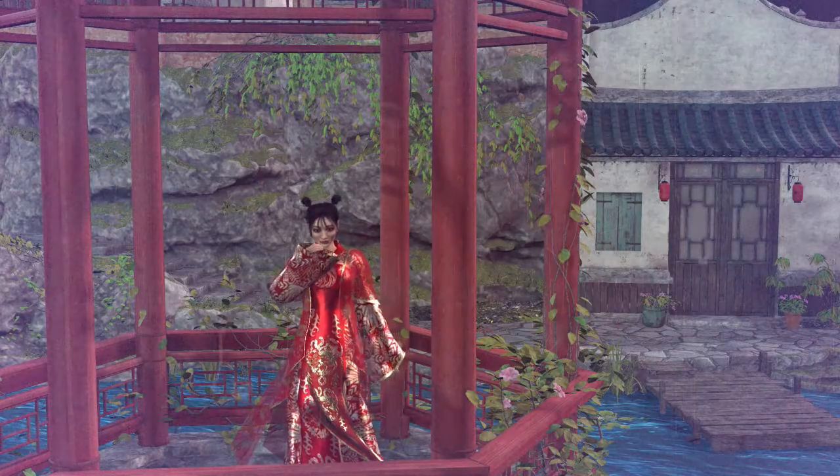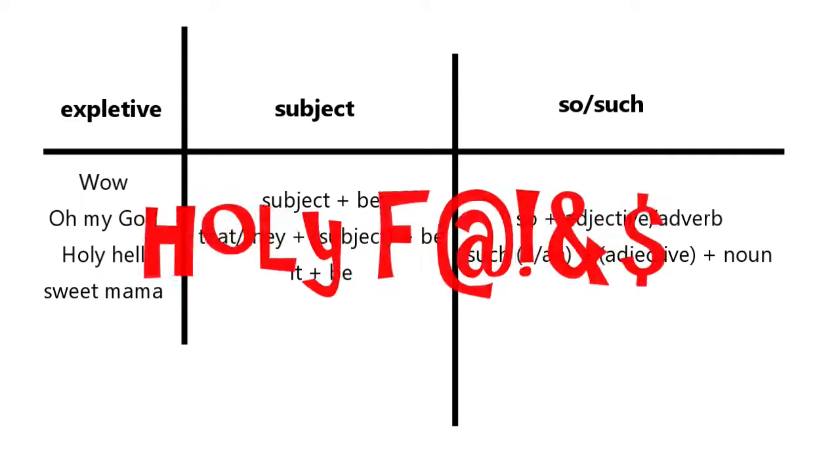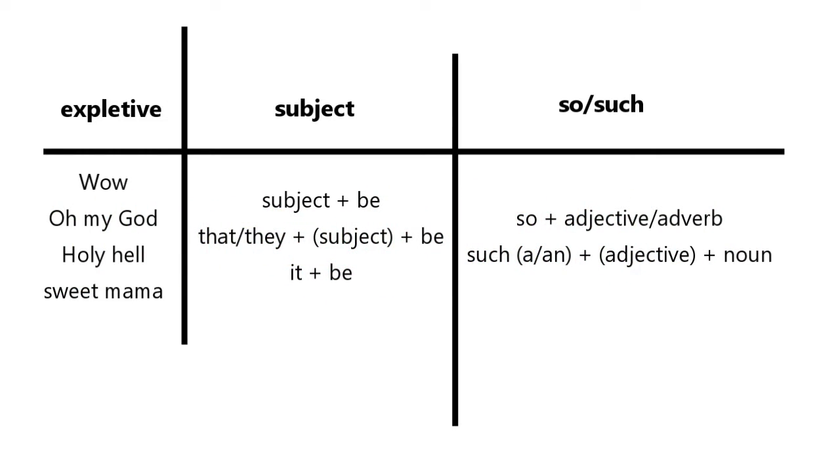I appreciate that. Now, let's have a look at the structure that I used to make those sentences. Now, the first thing that I used was an expletive. Now, an expletive is a word used in English to show strong emotion. A lot of people will use a bad word. This is a good channel, so we won't use those words. We'll stick to these ones. Wow. Oh my God. Holy hell. Sweet mama. They don't have a meaning. They are only there to show strong emotion. I'm very emotional. I'm going to say something emotional and strong.